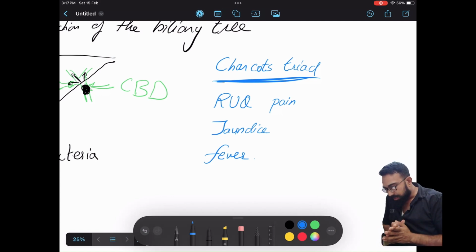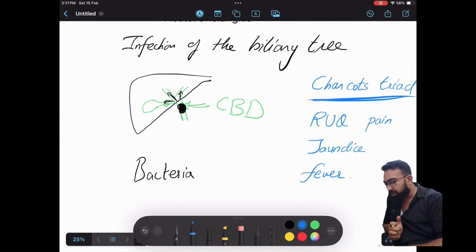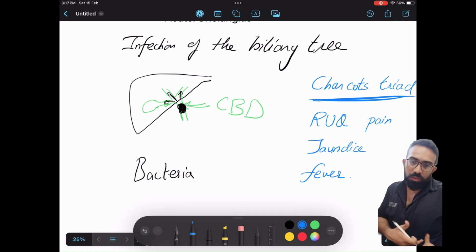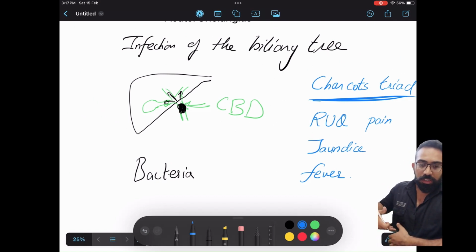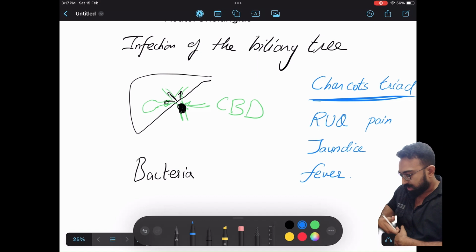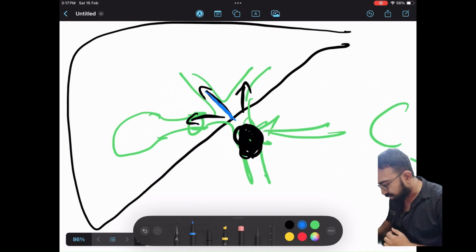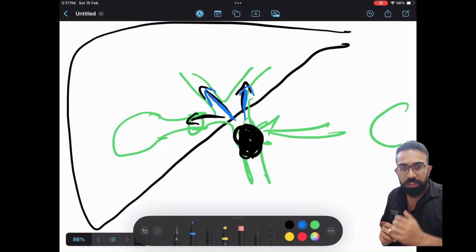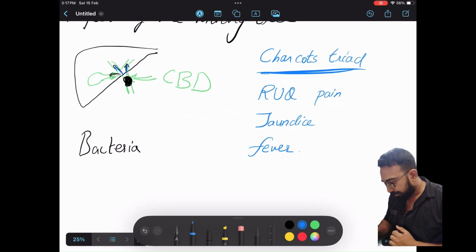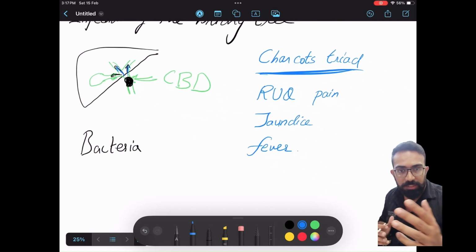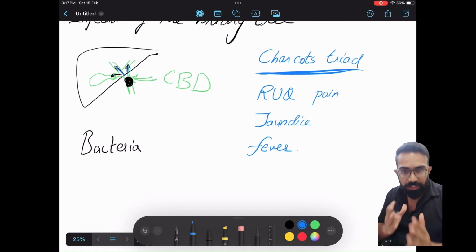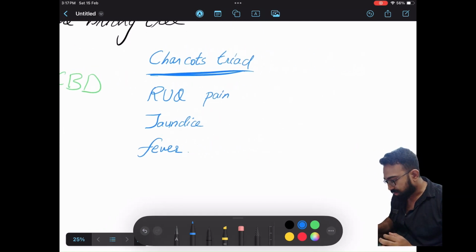Now, why is there jaundice, you will ask me. Right upper quadrant pain, because the gallbladder is located in the right upper quadrant. Why jaundice? Jaundice is because there is obstruction of the biliary tree, so it is going to cause jaundice. And why fever? Because it is a bacterial infection. This is the Charcot's triad.